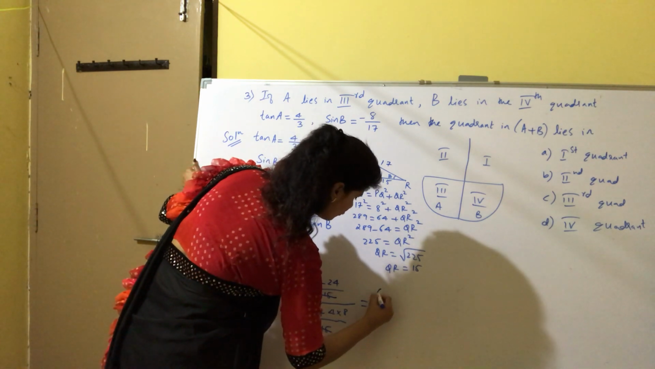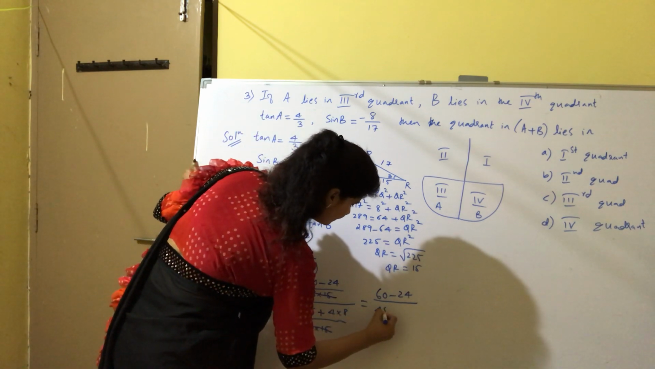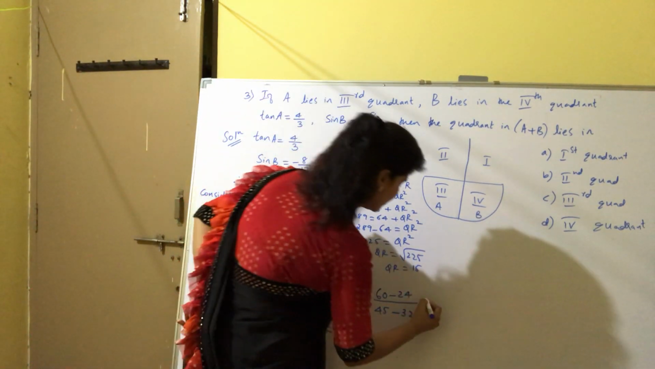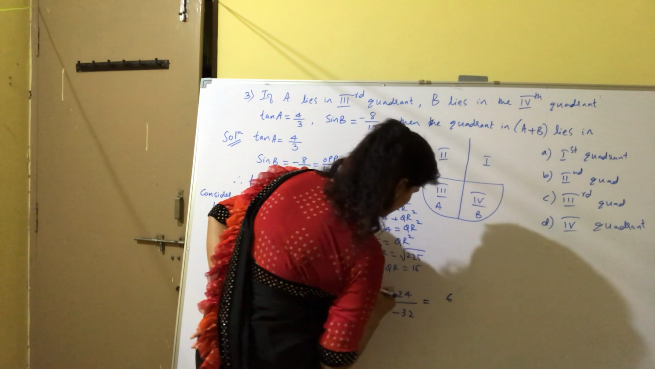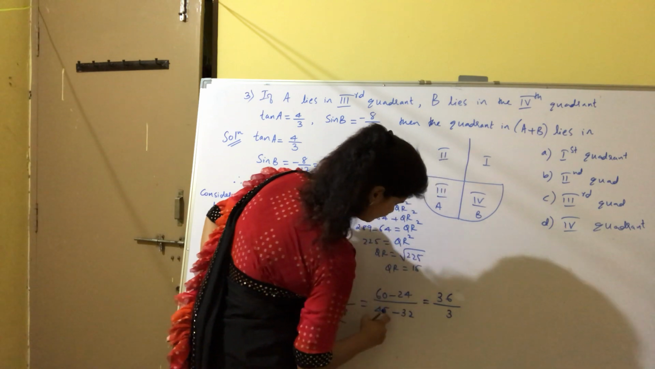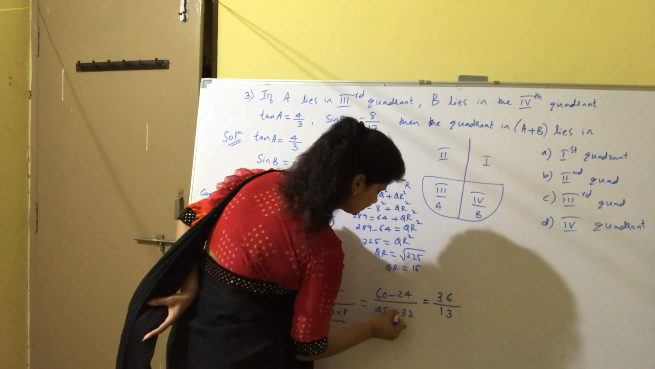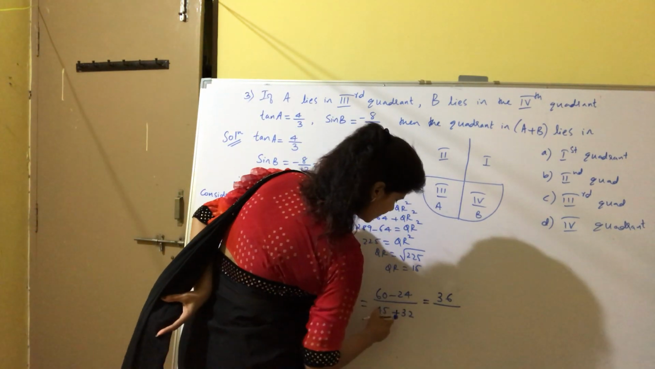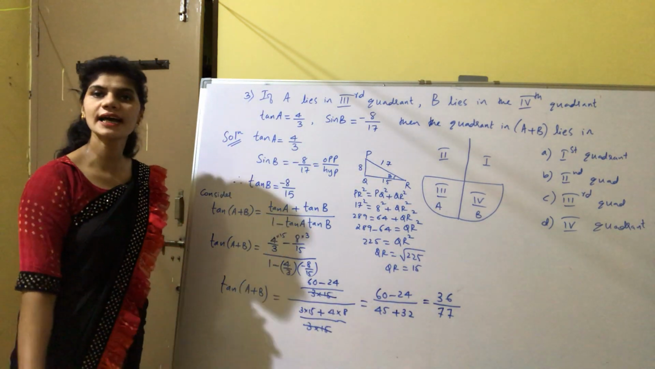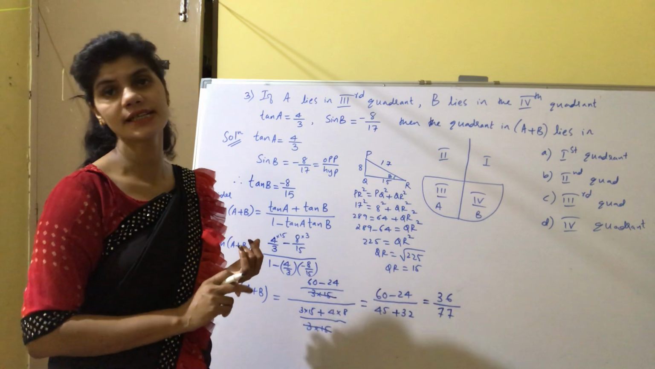60 minus 24 upon 3 into 15 is 45. 4 8s are 32. 60 minus 24: 10 minus 4 is 6, 5 minus 2 is 3. Upon 5 minus 2 is 3, 4 minus 3 is 1. If it is plus, it becomes 77. Okay, students? So what did you get at last? The tan of A plus B value is plus 36 by 77.